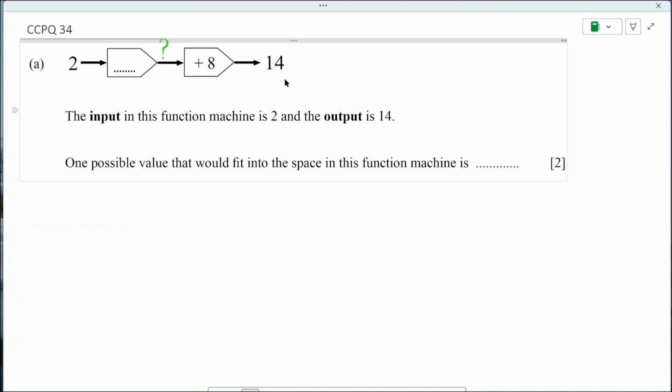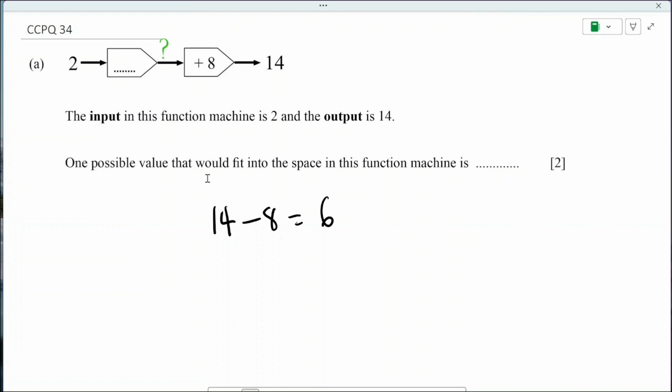Now we're doing the reverse, we're going backwards. So this 14, you subtract 8 from it to get the value that is actually here. So for the inverse or the reverse, we have 14 minus 8. We're going backwards. 14 minus 8 is actually 6. So right here, we have 6.